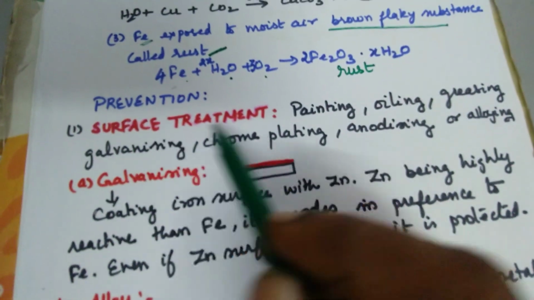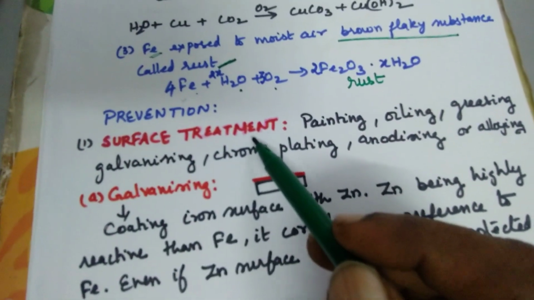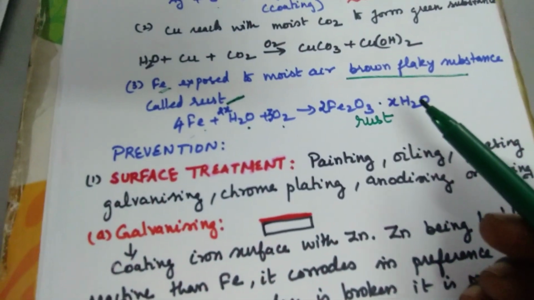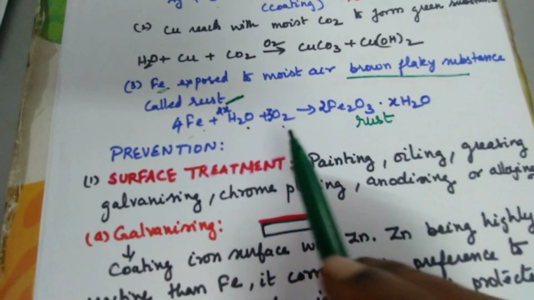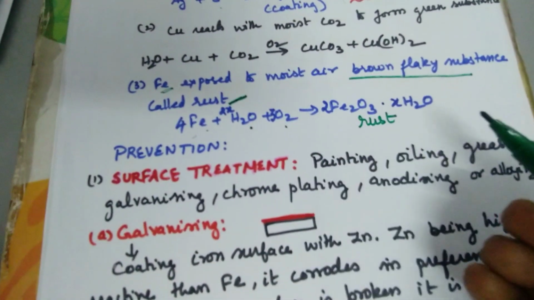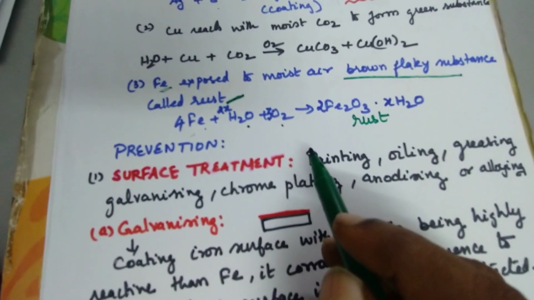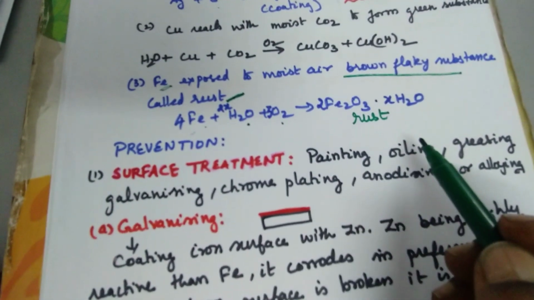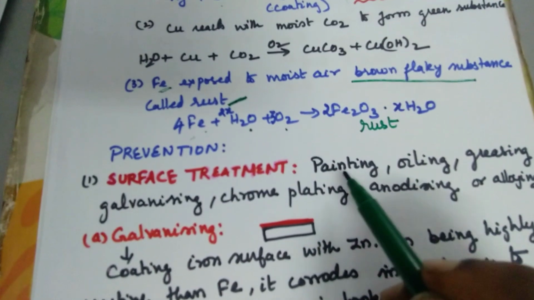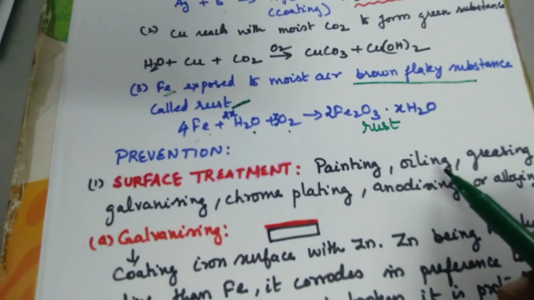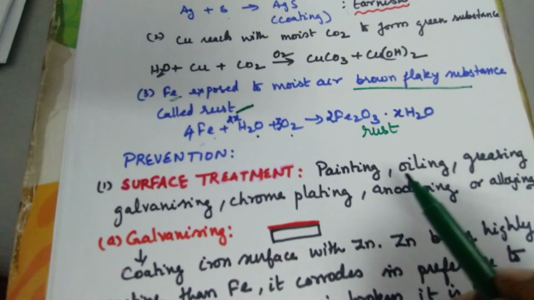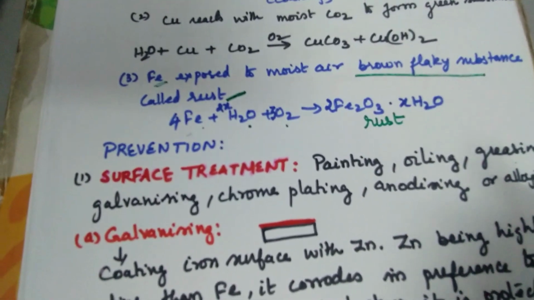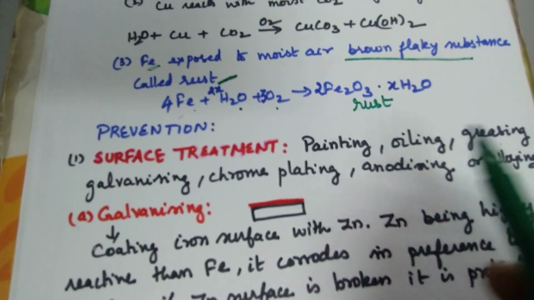Right. So first is surface treatment. See, where is the problem? The surface is exposed to the environment, right? When the surface is exposed to the environment, the reaction takes place. If I cut off the surface from the environment, there is no corrosion, right? So what we do is apply paint on the surface, so the metal is not in contact with the environment. We can oil the surface. See, oil cuts off the moisture. Oil cuts off the environment. And greasing also reduces the corrosion.